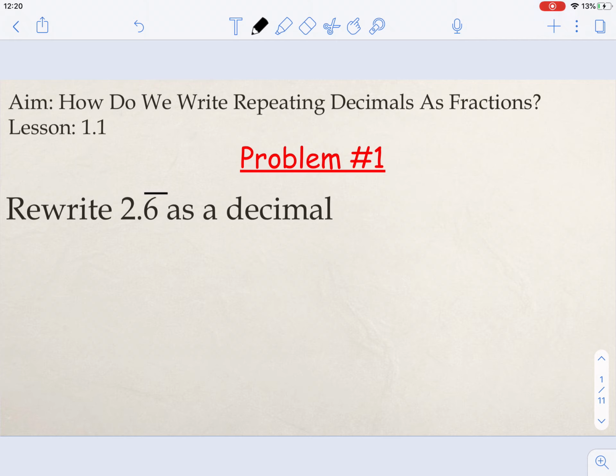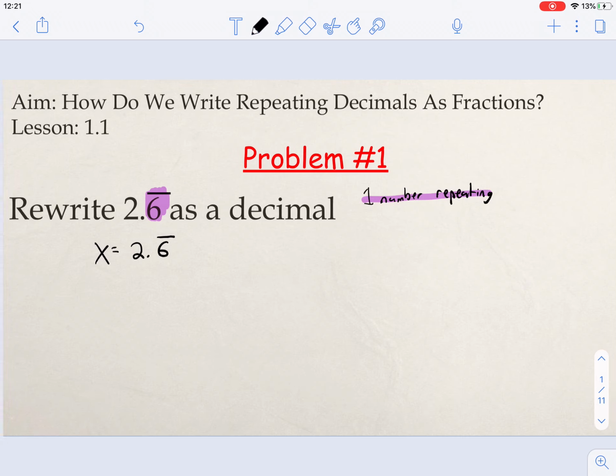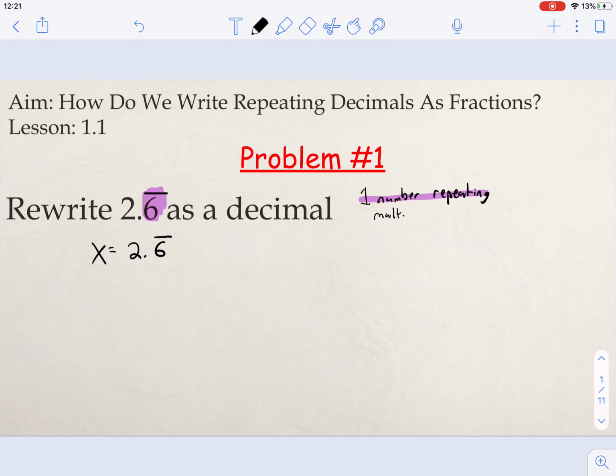When I need to rewrite a repeating decimal as a fraction, the first thing I have to see is how many numbers are repeating. In this problem, we have one number repeating. So the first thing I'm going to do is say that x equals my decimal, 2.6 repeating. Since I have one number that's repeating, I'm going to multiply both sides by 10.